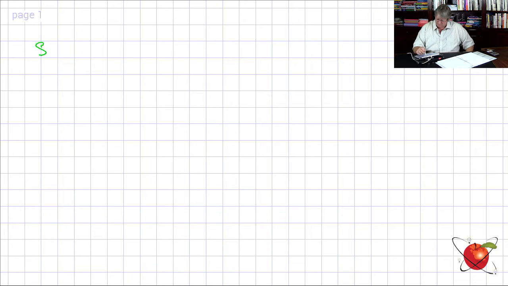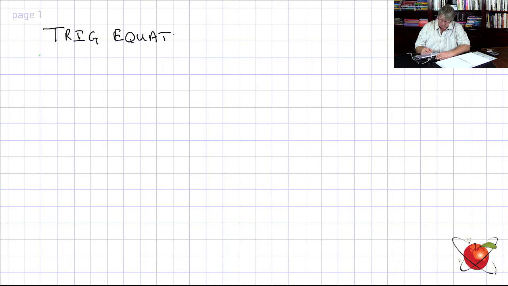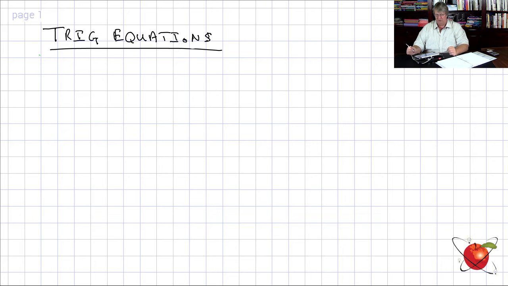I'm on the green pen. I want to just go to the black pen. Let me put a heading here: Trigonometrical equations. That looks like a W. I'll be the first to admit that I've just used an eraser to try and write. Trig equations. Let us say we've got sine x equals 0.5.